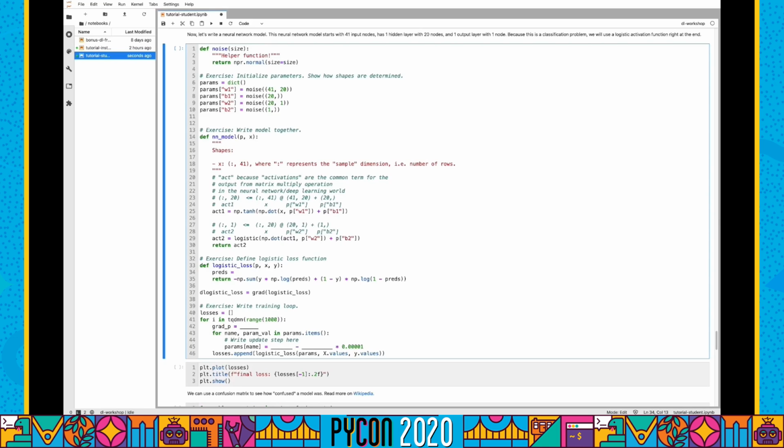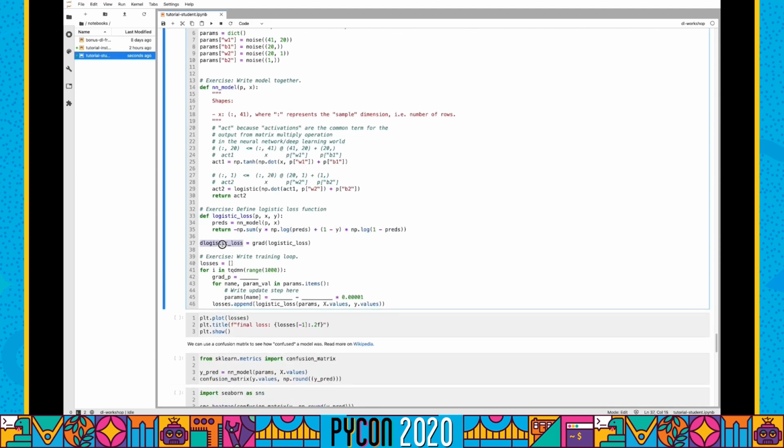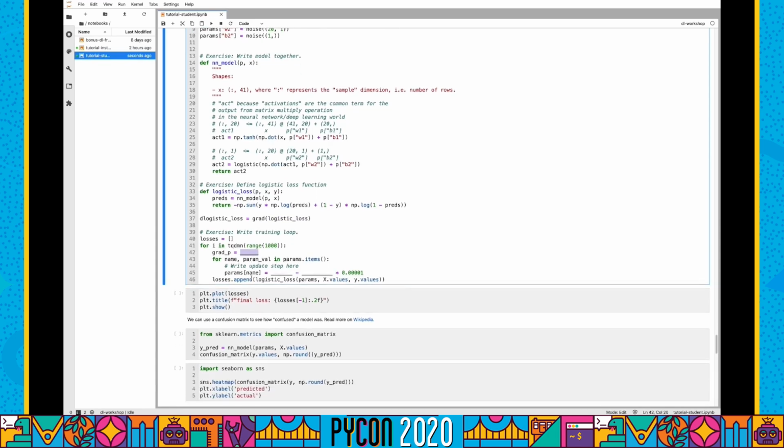So preds is equal to nn underscore model. So we pass everything through the model, p comma x, and we return the logistic loss over there. And we have the d logistic loss, which is the grad of the logistic loss. Fill that in if it's missing on your notebook. Finally, we'll do our training loop. So grad of p is equal to d logistic loss, passing in params x.values and y.values.